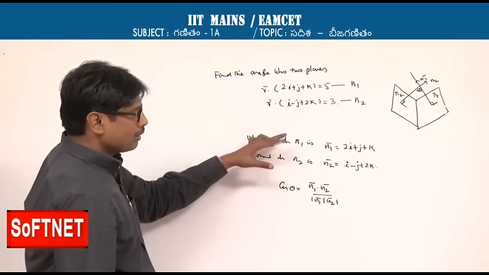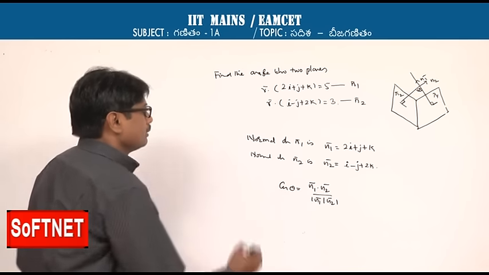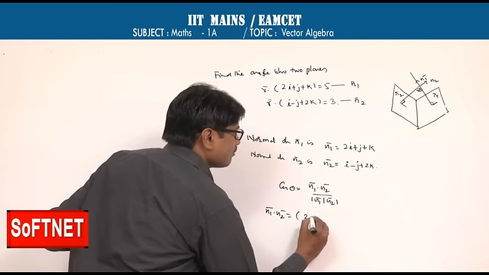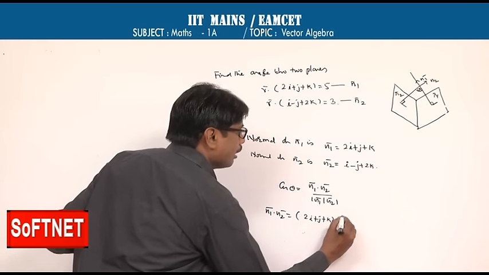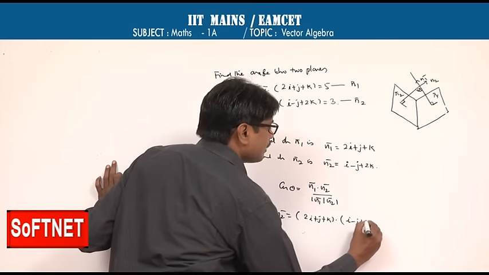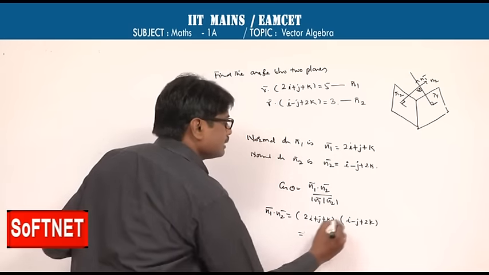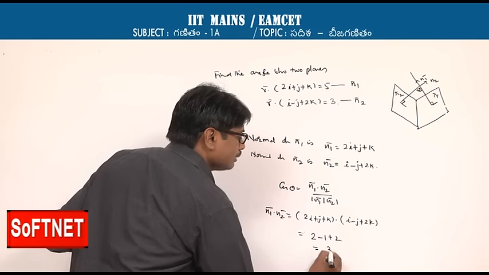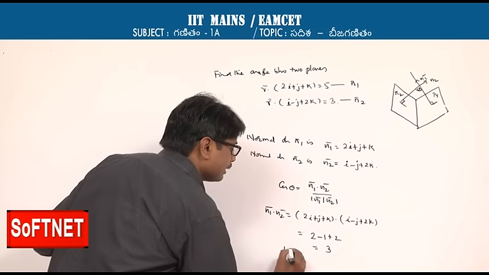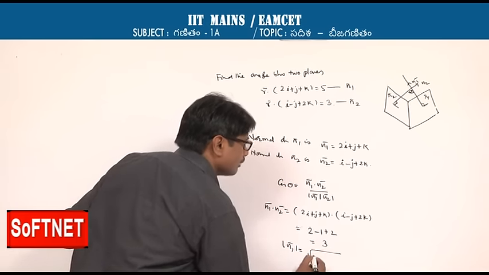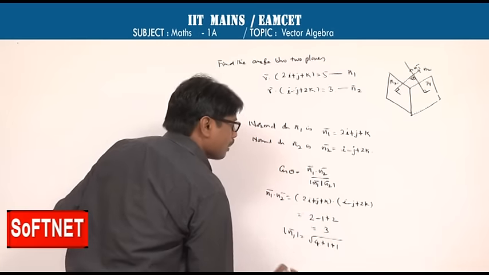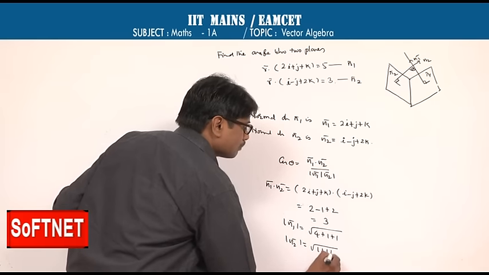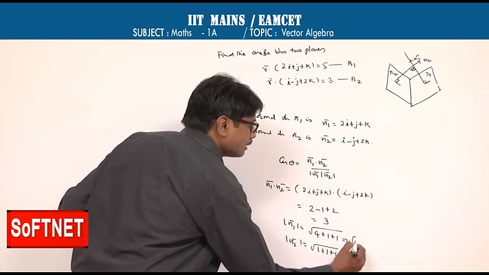That is n1 bar dot n2 bar is equal to 2 times i bar plus j bar plus k bar dot i bar minus j bar plus 2k bar, which is nothing but 2 minus 1 plus 2, that is 3. Magnitude of n1 bar is equal to root over 4 plus 1 plus 1. Magnitude of n2 bar will be equal to root over 1 plus 1 plus 4. This is root 6 and root 6.